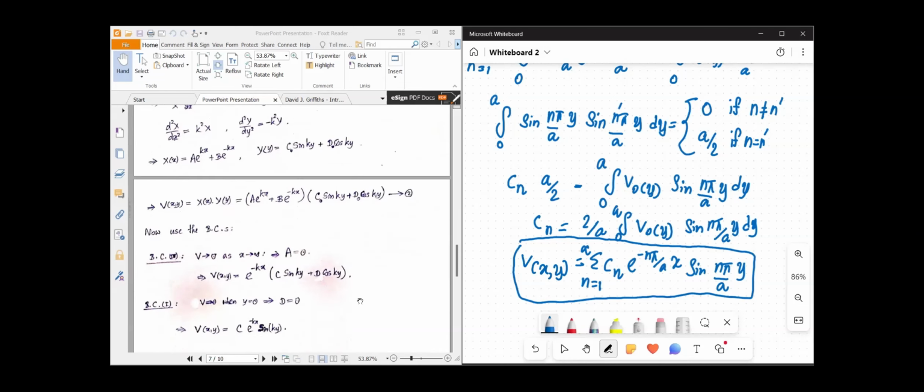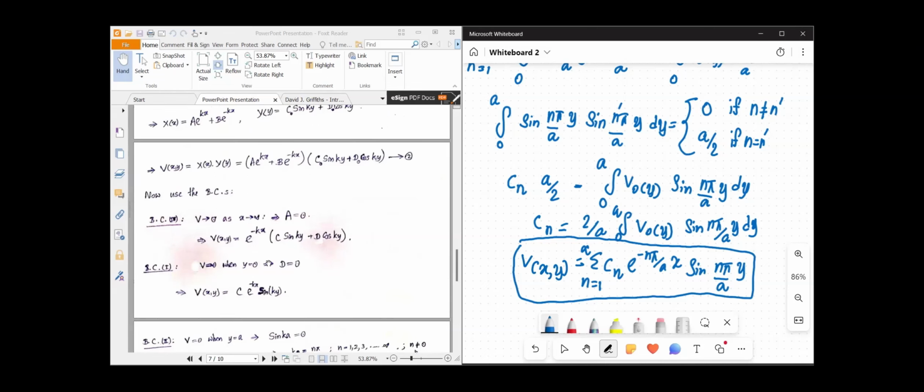Then we applied the boundary conditions. We used the fourth boundary condition first. When x is going to infinity, potential will reach 0. So when x is going to infinity, this term will reach 0, but this term will not reach 0. Therefore, A should be 0. Then this term is eliminated, and the potential is reduced to this format.